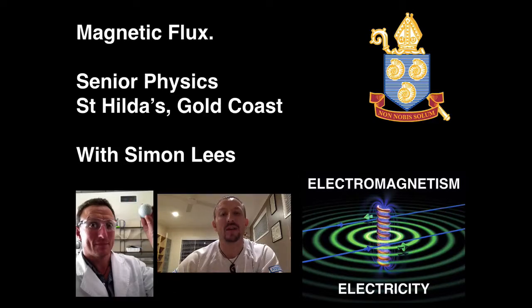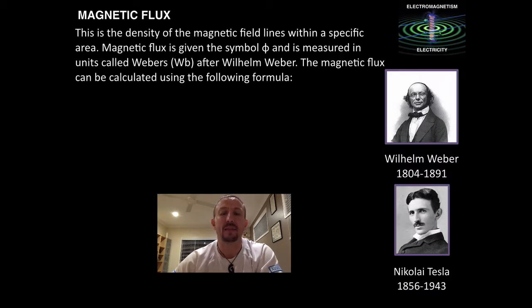Hi there and welcome to this video for Senior Physics on Electromagnetism and Electricity. In this video we're going to explore the phenomenon of magnetic flux. Now basically magnetic flux was discovered by Wilhelm Weber, 1804 to 1891. There's a photo of him on the right hand side.